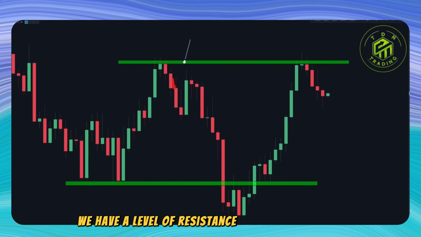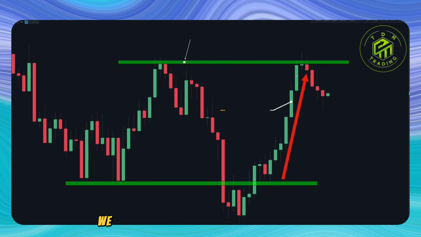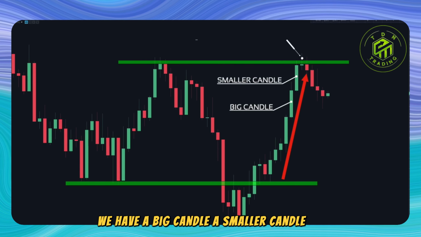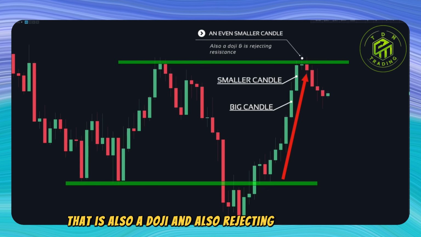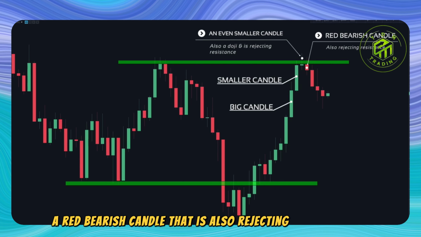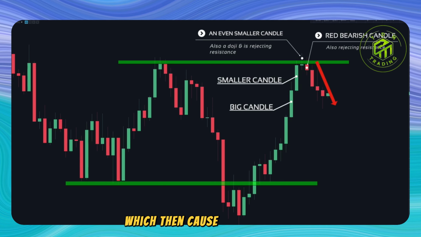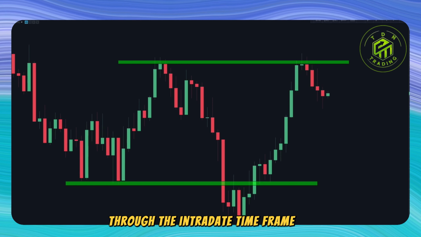We have a level of resistance here to the left, and as price approaches this level again, we have a big candle, a smaller candle, an even smaller candle that is also a doji and also rejecting resistance. Then finally, a red bearish candle that is also rejecting resistance, which then caused a reversal. And then we entered a trade through the intraday time frame.